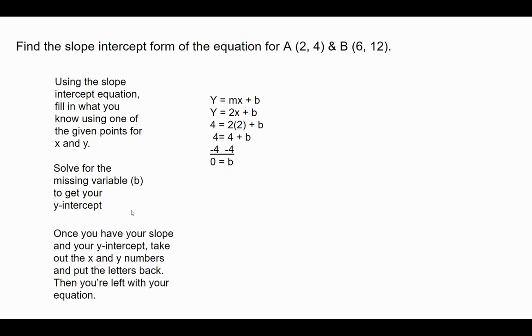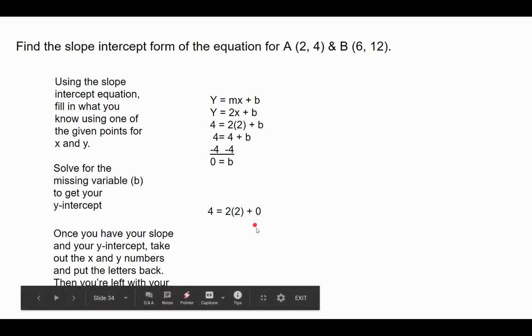So from there, once you have your y-intercept, you take your x and y out, take the numbers out and put the letters back in. That way we're back to having an actual equation with variables. So we're going to take what we know. We took this equation from up here, and then we took this version in the middle of it right here, and we filled in our b that we just found.